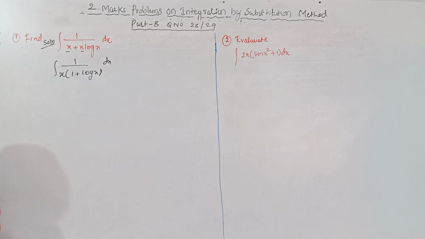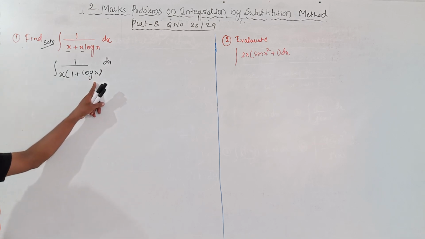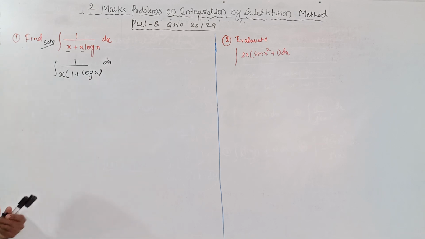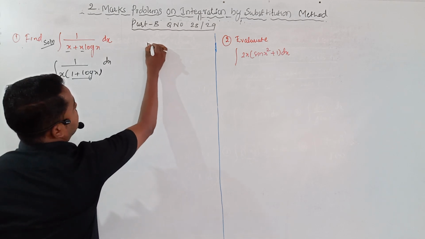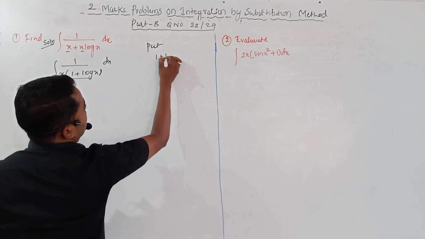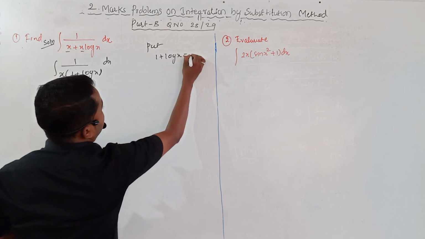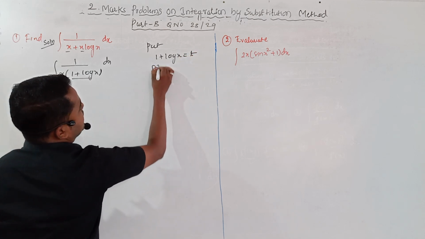Now see here, the derivative of log x is 1 by x. We have to take the substitution here: 1 plus log x. Put 1 plus log x is equal to t. Now differentiate with respect to x.